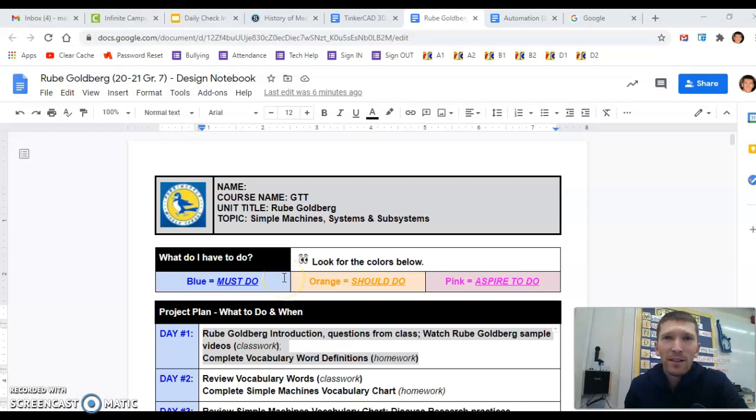Welcome, 7th graders. This is the Rube Goldberg project day 1, and this is one of my most enjoyable projects to teach in all 6th, 7th, and 8th grade JTT. It's a fun activity, and you're going to get to create a Rube Goldberg project yourself. But before we dive into doing the design process and doing our planning, today we have to spend time completing vocabulary words and to understand some of that background information.